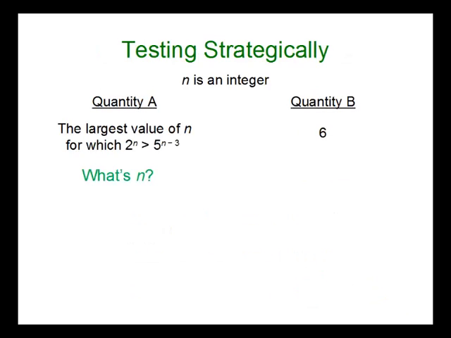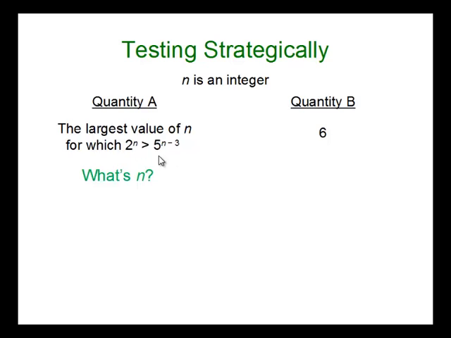Here's another theme, and the idea of testing strategically. If the GRE gives you a QC problem where one of the quantities is just a plain number, it will always be quantity B. So if there's one really simple quantity, it's always B, and quantity A would be the more complicated one. And this one's a doozy. I certainly wouldn't want to solve this.